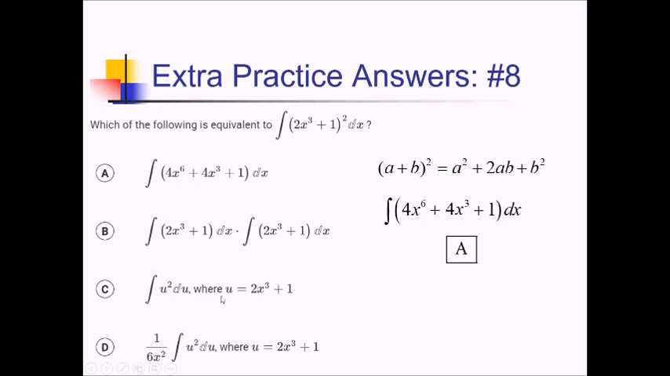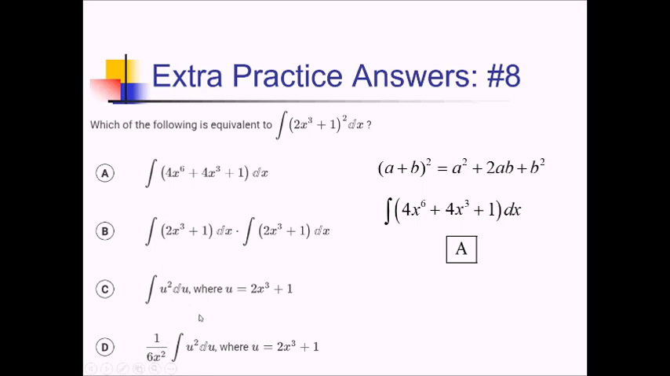Choice C, this is involving a substitution. If we let u equal 2x cubed plus 1, then yeah, we could rewrite this part of the integrand as u squared. However, to also put a du in there, we would have to convert it. So we would have du equaling, let's see, 6x squared dx, and then dx would actually be equivalent to du over 6x squared. So just writing du here is wrong. You would also need a 6x squared in the denominator. They didn't do that, so this is not a correct conversion.